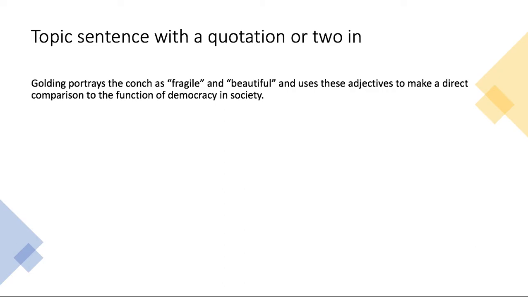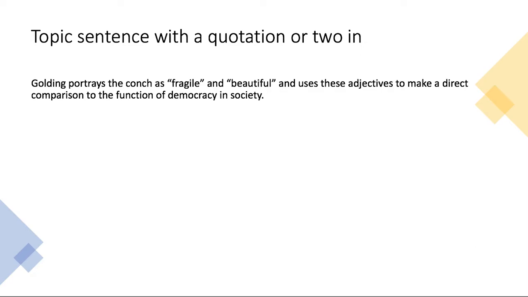So, the topic sentence here very clearly answers the question. Golding portrays the conch as fragile and beautiful and uses these adjectives to make a direct comparison to the function of democracy in society. This looks at how it's being portrayed in the novel with a quick look at the fragility and the beauty, which is going to link to Piggy, which is going to be the main focus of the paragraph. And it also looks at what Golding is saying about society and people in general.